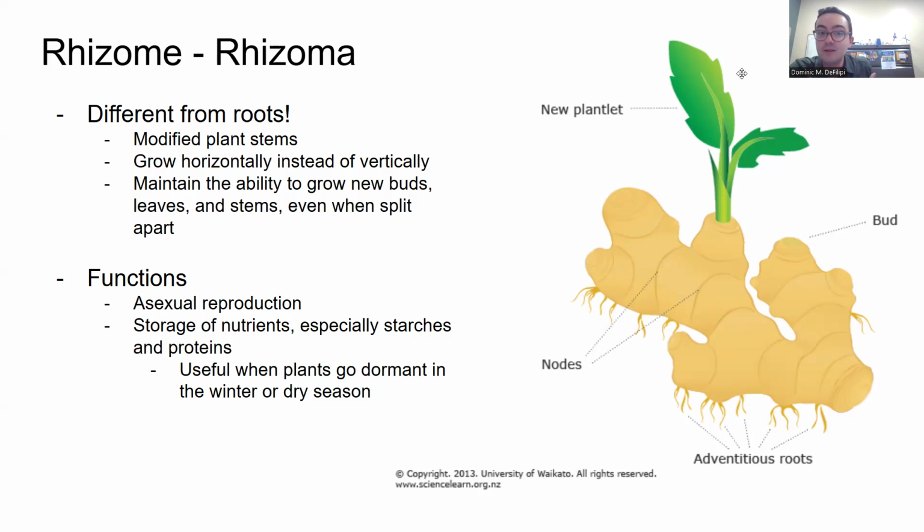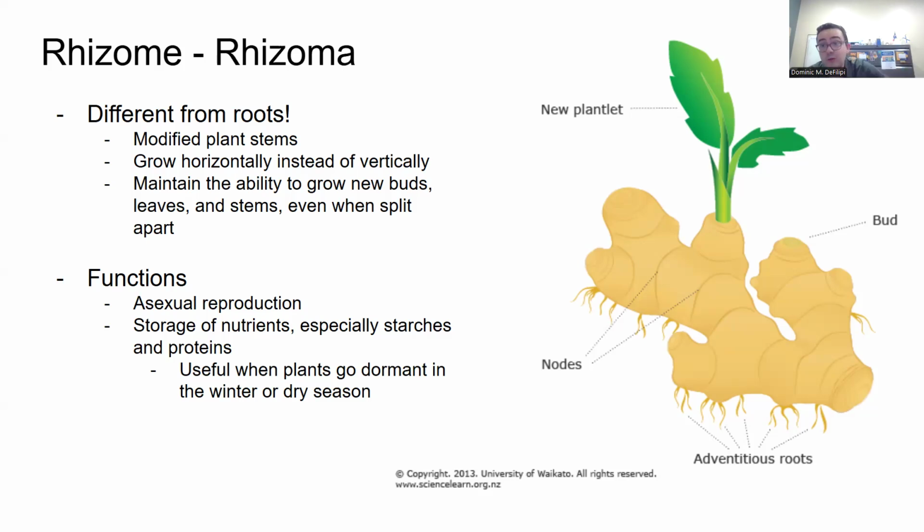They maintain the ability to grow new buds, leaves, and stems even when split apart. So if I wanted to, you can see there's like two buds here. If I wanted to break this up, and I could break it up and then plant them in two separate pots, I would get two different plantlets, which are basically the same genetically. I would essentially have cloned it because it doesn't matter if they're broken up or not. You're able to break them up and then propagate.